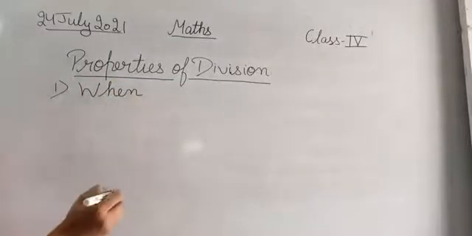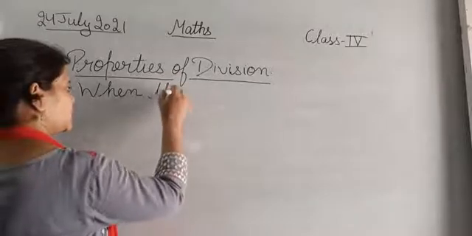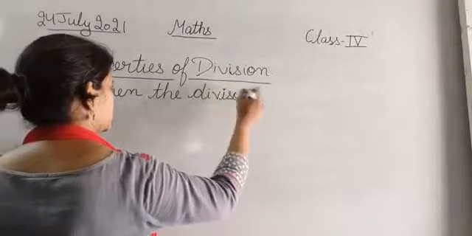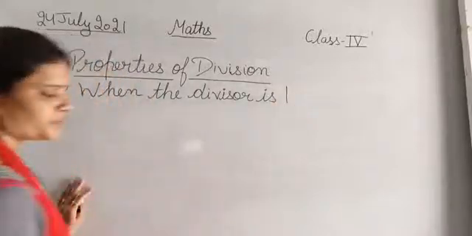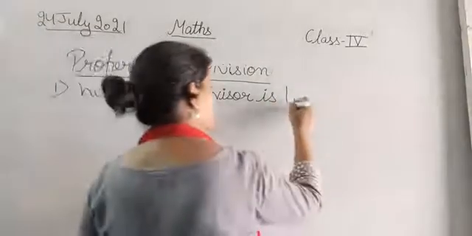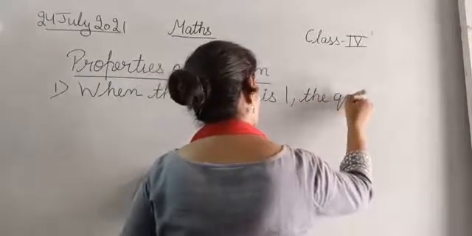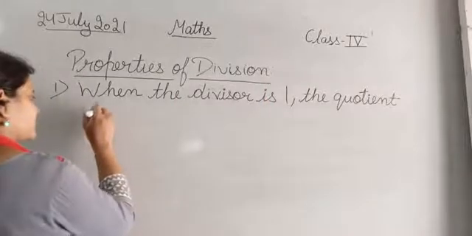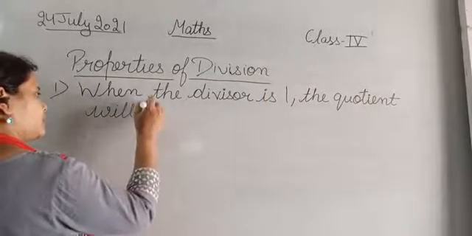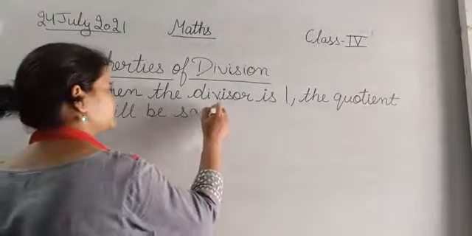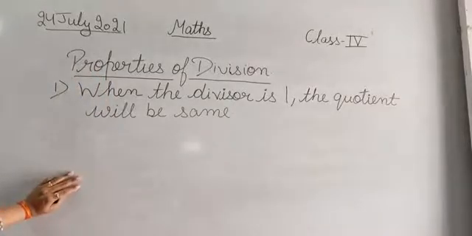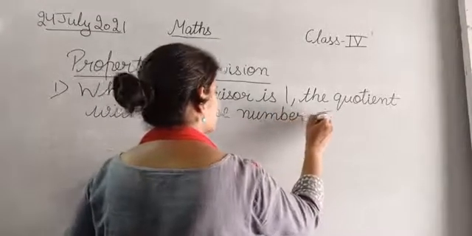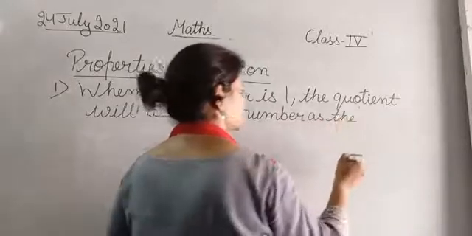Write down the first property of division. When the divisor is 1, the quotient will be the same number as the dividend.